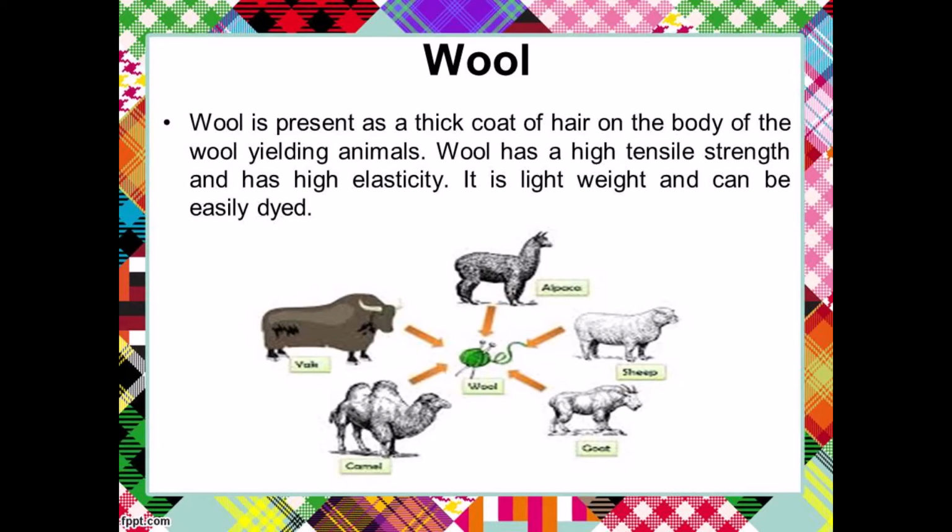and keeps the body warm. And wool is present as thick coat of hair on the body of wool yielding animals like sheep, goat, rabbit, etc. Wool also has high tensile strength and high elasticity. It can absorb large amount of water, and it is lightweight and can be easily dyed.